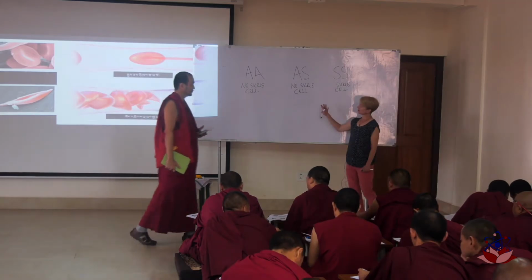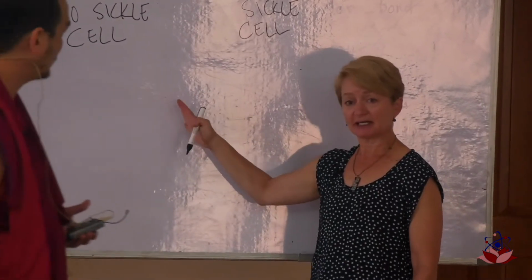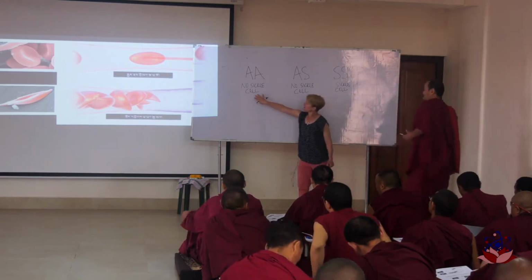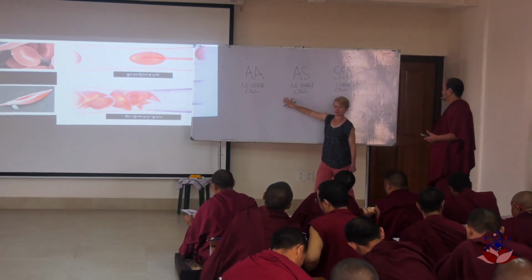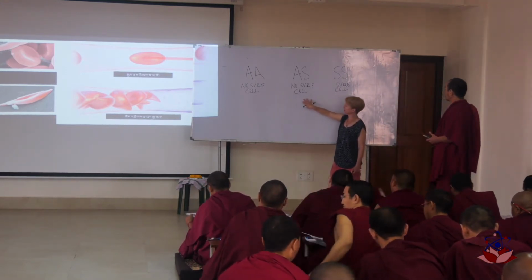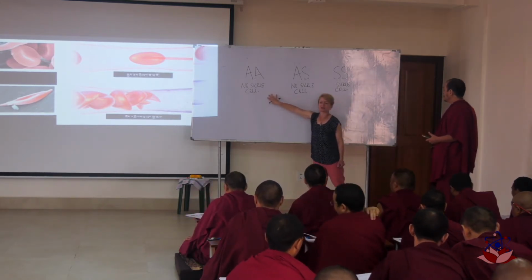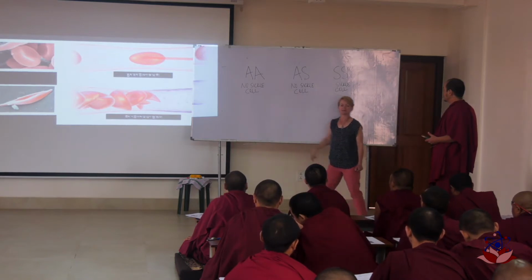So if you were to go to some place like Tibet, both of these genotypes, both of these combinations of alleles, the people would not have sickle cell, and they would have equal fitness, equal health.